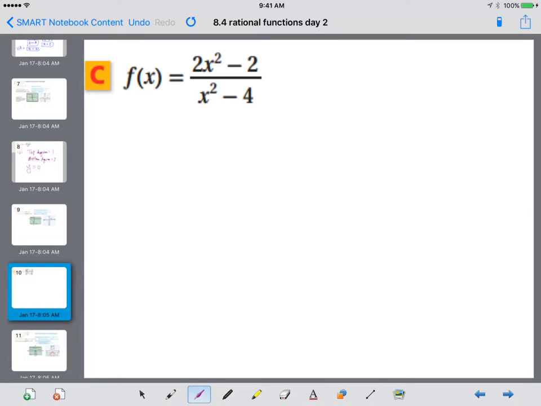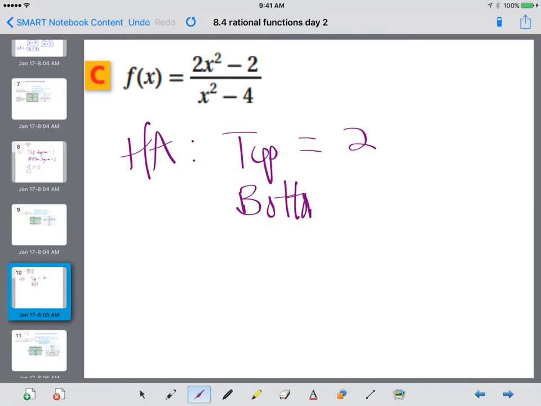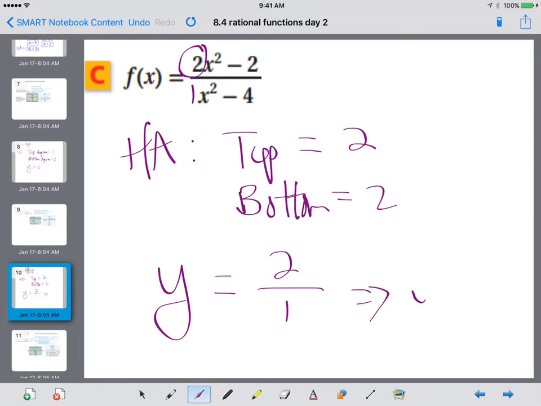Let's take a look at another example. We'll go with finding the horizontal asymptote. The top degree is 2. The bottom degree is 2. They are equal, so it's going to be y equals the leading coefficient, which means the number in front of our exponent. For the top one, our number is 2. For the bottom, our number is 1. It's not usually written out there. Therefore, we have a line y equals 2.